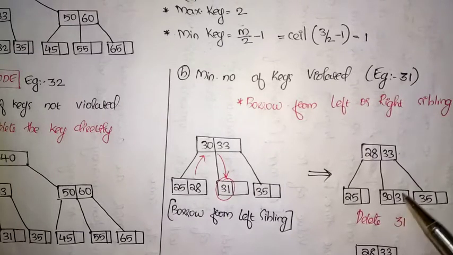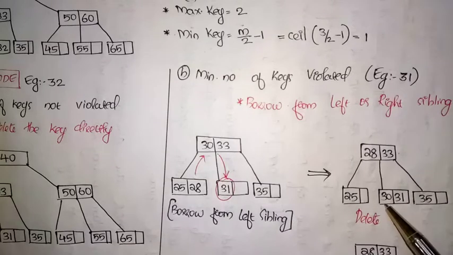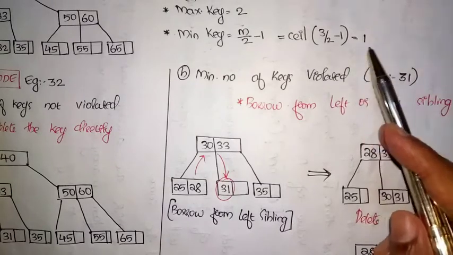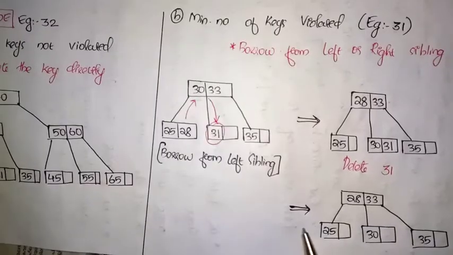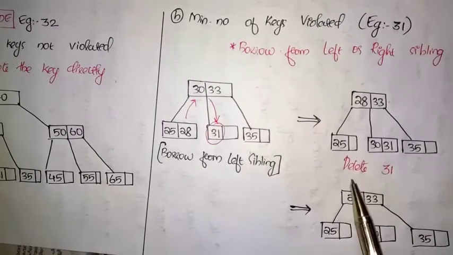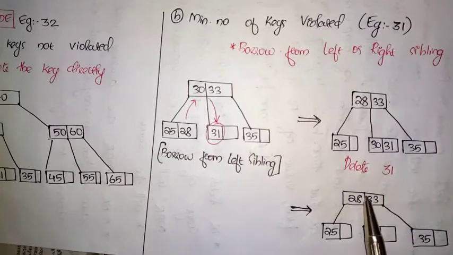Even after I am deleting 31, this node still has a single key. So that actually satisfies the minimum number of keys condition. So now we can directly delete this 31. The many other parts here and here I am just not rewriting them, but still the change is only in this area. Okay. So this is how we can delete the node 31.